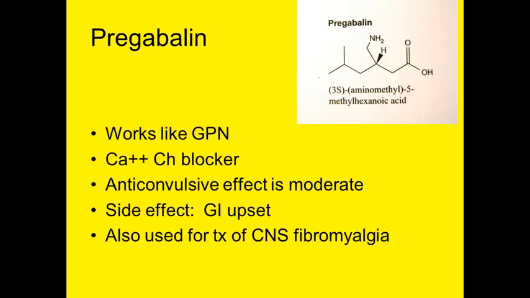Pregabalin works like gabapentin. It is a calcium channel blocker, not a GABA enhancer. Anticonvulsive effect is moderate. Side effect is GI upset. It is also used for treatment of CNS fibromyalgia.